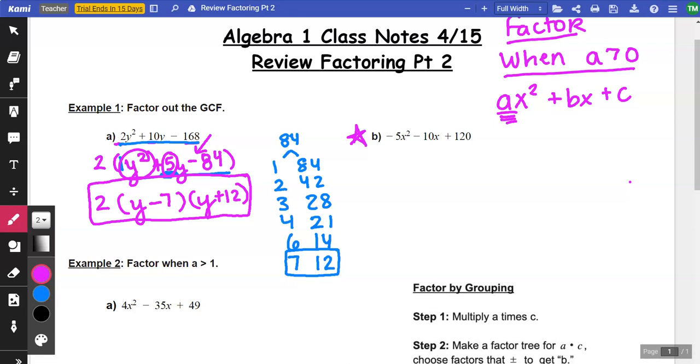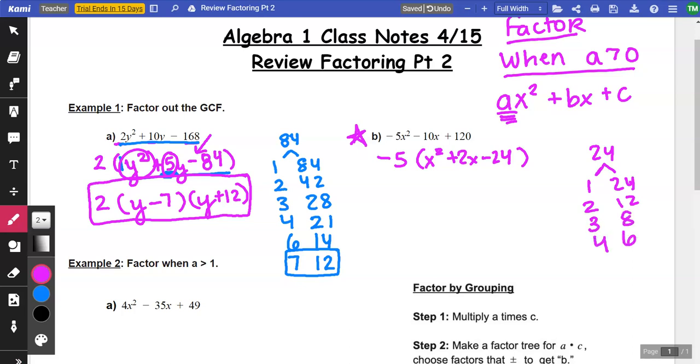All right, so the first thing that you should have done is factored out a negative 5, which leaves you with x squared plus 2x minus, what's 120 divided by 5? 24. Awesome. Then we're going to make a factor tree for 24. 1 and 24, 2 and 12, 3 and 8, 4 and 6. So do any of these factors add or subtract to get us that 2x in the middle? I can add or subtract 4 and 6 to get 2. So I'm going to use those in my factors.